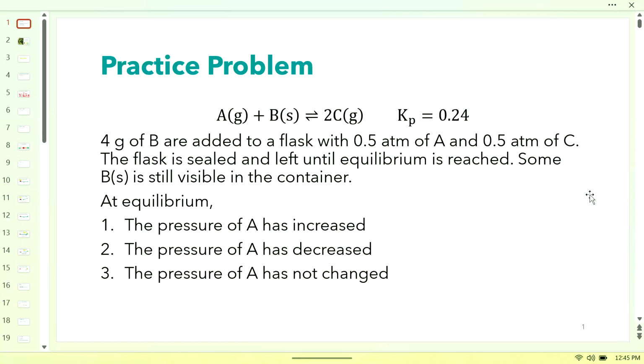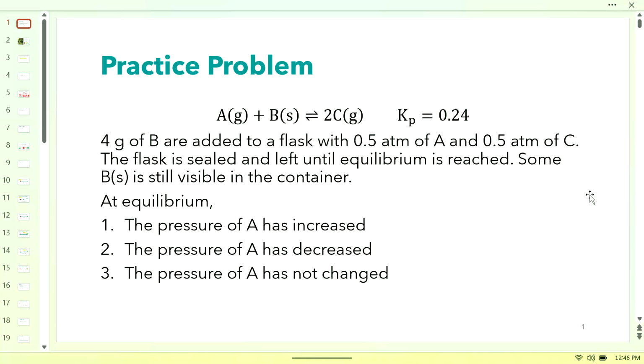If you haven't yet, take a second and look at this practice problem. This is a jog your memory from last Thursday. You are given the scenario. In the flask, I have already put in a half atmosphere of A and a half atmosphere of C. I then add some solid B, and we are working off of this reaction up here, A plus B goes to 2C. I give you the Kp, so you have the equilibrium value.